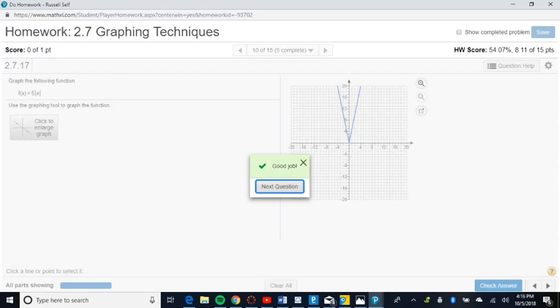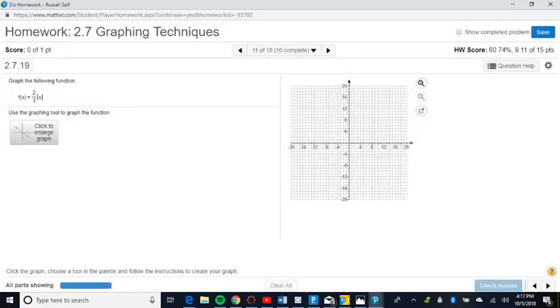Okay? And because we didn't have anything added or subtracted, we knew the vertex was just going to be at 0, 0. They're going to give us several to look at, but we're almost done with this. So let's look at our next graph. Here we have another absolute value, 2/3 times the absolute value of x. We don't have anything added or subtracted from it, so we know that the vertex is going to be at 0, 0, right there in the center.